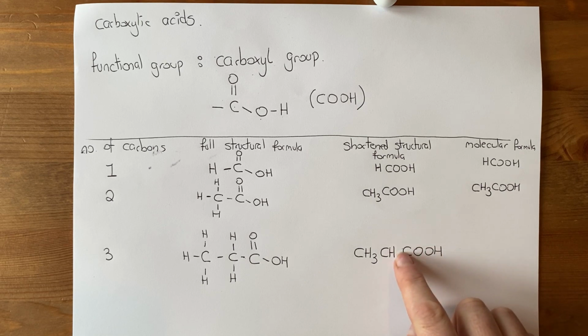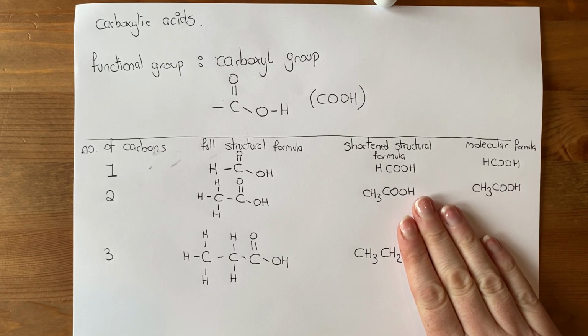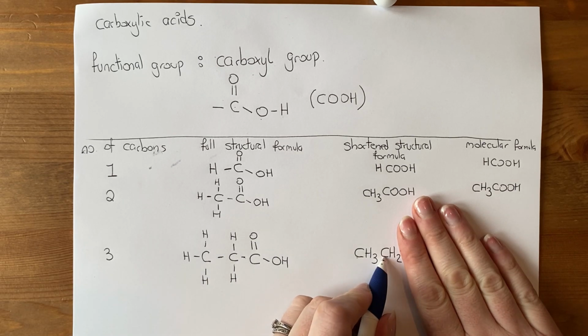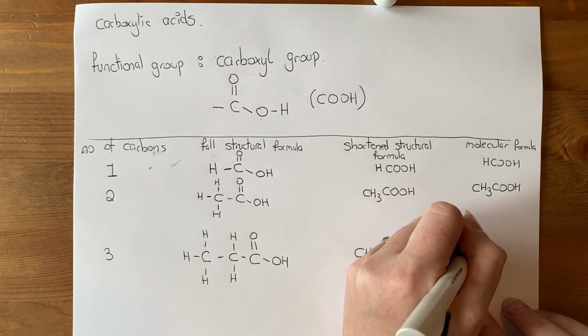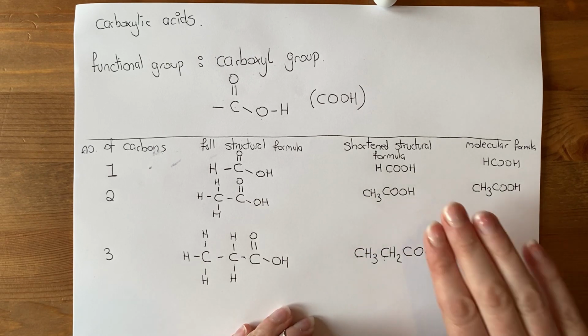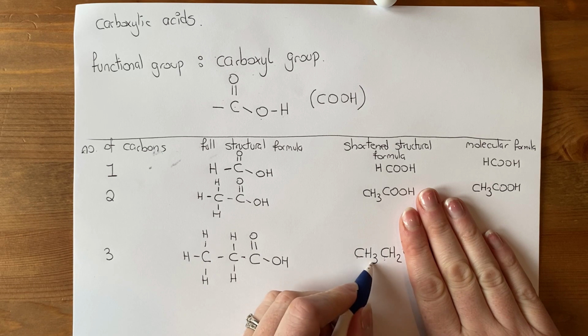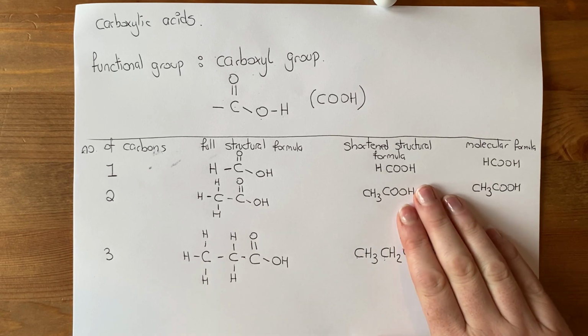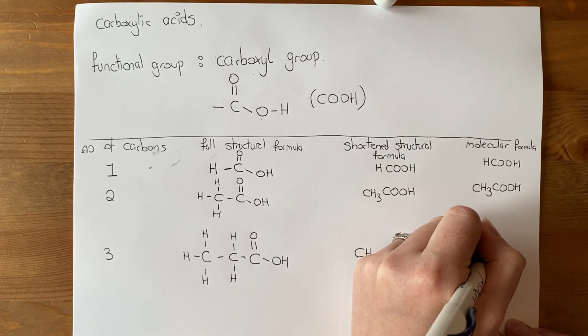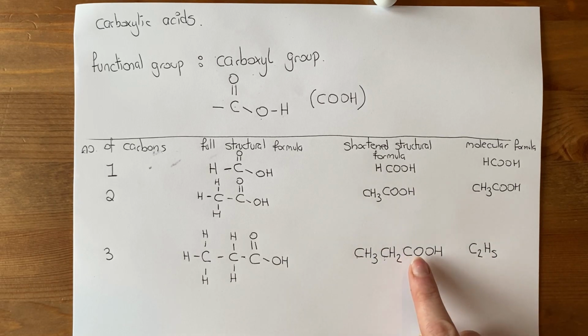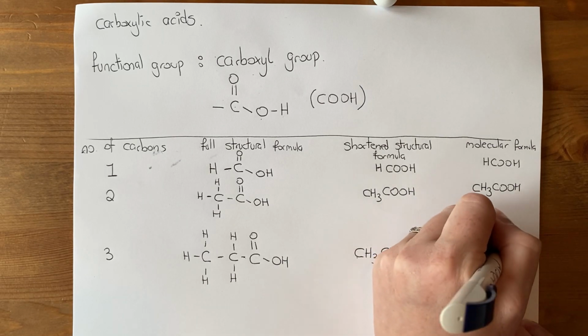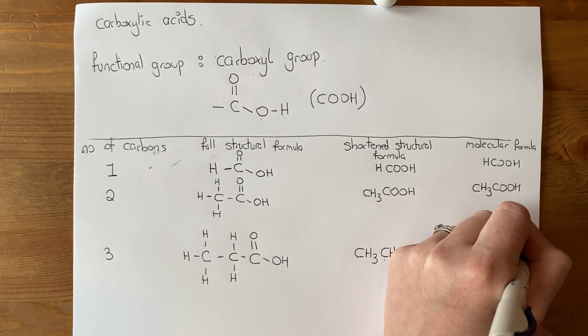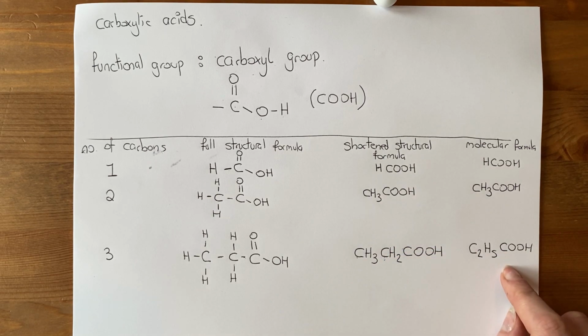I want to keep my COOH together, so let's look at the rest of the molecule. We've always added together the carbons and added together the hydrogens. I have 2 carbons, so that's C2. I have 3, 4, 5 hydrogens, so that's H5, COOH. Keeping that together so that you know that it's a carboxylic acid.